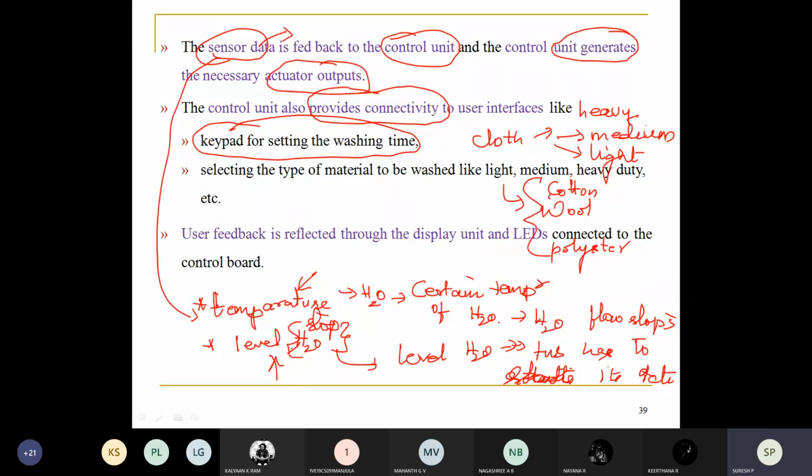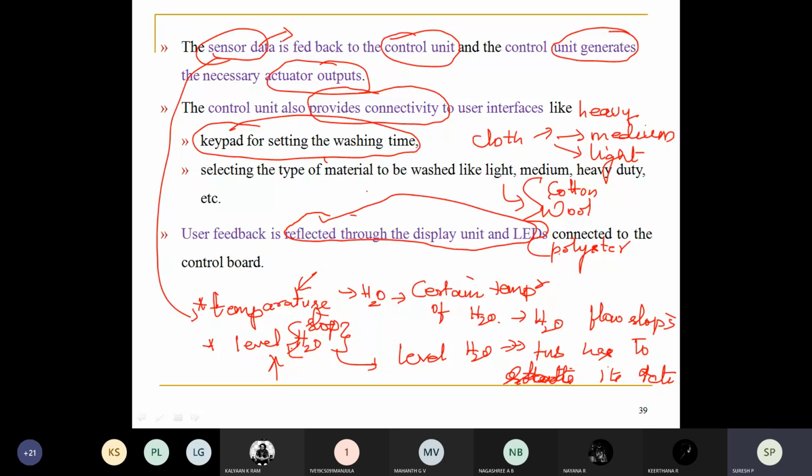That is nothing but the control unit. Depending upon the type of clothes which you are going to have, the time for washing your clothes will be set, and that is going to be displayed. Your user feedback is reflected through the display unit and LEDs. This is connected to the control board, so the user feedback is displayed on the control unit or control board.